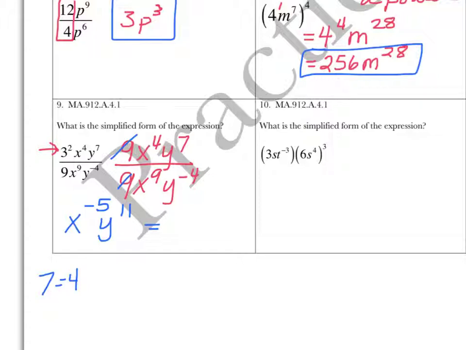All right, so now I've got to take care of this negative 5. That's going to put that in the denominator. So it's y to the 11th over x to the 5th power. And that's my final answer.